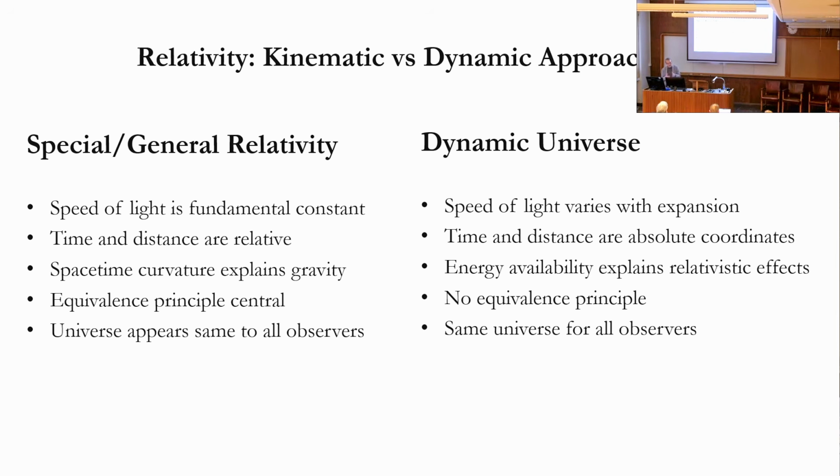Speed of light in dynamic universe: speed of light varies with expansion and also locally. Time and distance are absolute coordinates. Energy availability explains relativistic effects. No equivalence principle, and the same universe for all observers. There is now only one universe. Observers don't have specific universes for them.